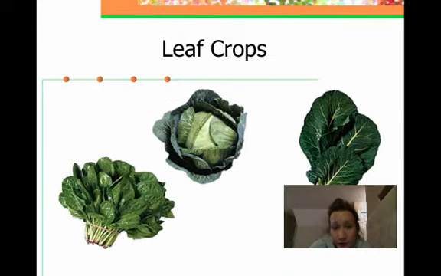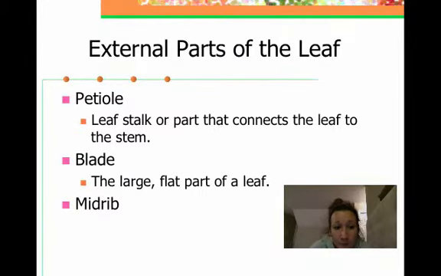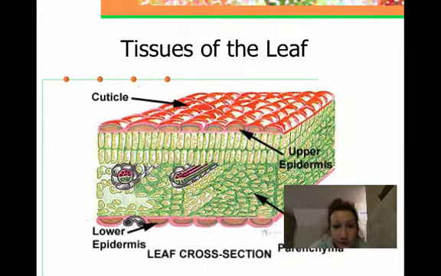So just a quick review. Main three parts of the leaf: the petiole, the blade, the midrib. Tissues of the leaf: you have the cuticle, the waxy substance. You have the mesophyll, spongy and palisade layer where the chloroplast is located, where photosynthesis takes place. You have the stomata and the guard cells, and that opens and closes to allow gases to come in and out of the leaf for processes like photosynthesis and respiration.